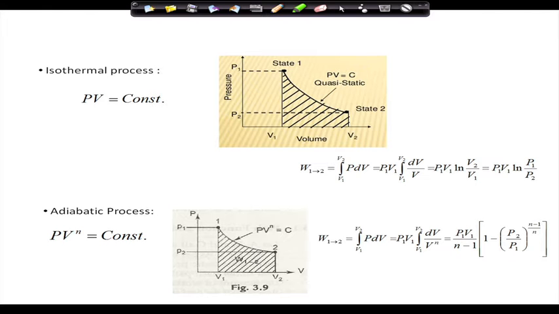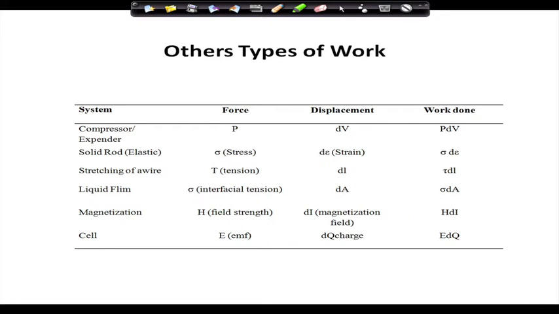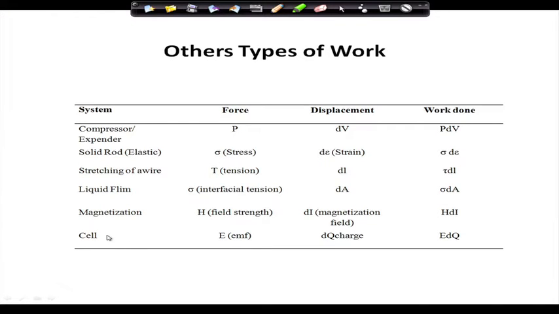In case you have any doubts, we can have the interactive session during your course, and the TAs will be very glad to solve any doubt that you have. There are other types of work also, not only PV type of work. We can have other types of systems other than a gas in a piston cylinder arrangement, but for each particular system that you consider, we can break up the work done into a thermodynamic driving force and a thermodynamic displacement, and when we multiply the two, we get the unit of an energy.